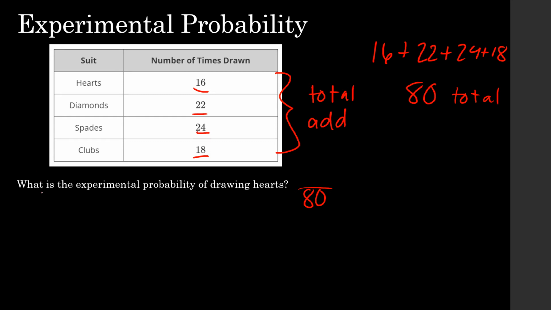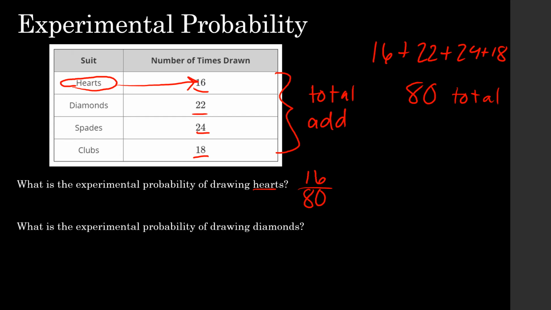Now, the question is asking me, what's the experimental probability of drawing hearts? So if I look up here where my suit says hearts, I drew that a total of 16 times. So I would have 16 over 80. The next question says, what's the experimental probability of drawing diamonds? Well, my total number is still 80. That doesn't change. When I look at diamonds, I drew diamonds 22 times. So I have 22 over 80. Now for these, you can simplify your fractions if you would like to.